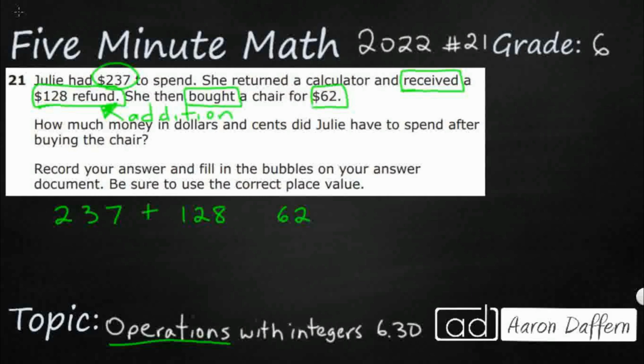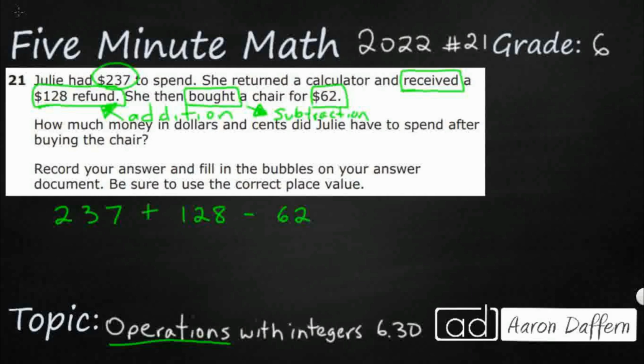So when she bought a chair, once again, we get another operation here, and it doesn't use any keywords. All of these keywords that we memorized since like the 3rd grade, they're not going to show up here. When you buy a chair, you're spending money. So when you're spending money, that's subtraction. So here's our expression.